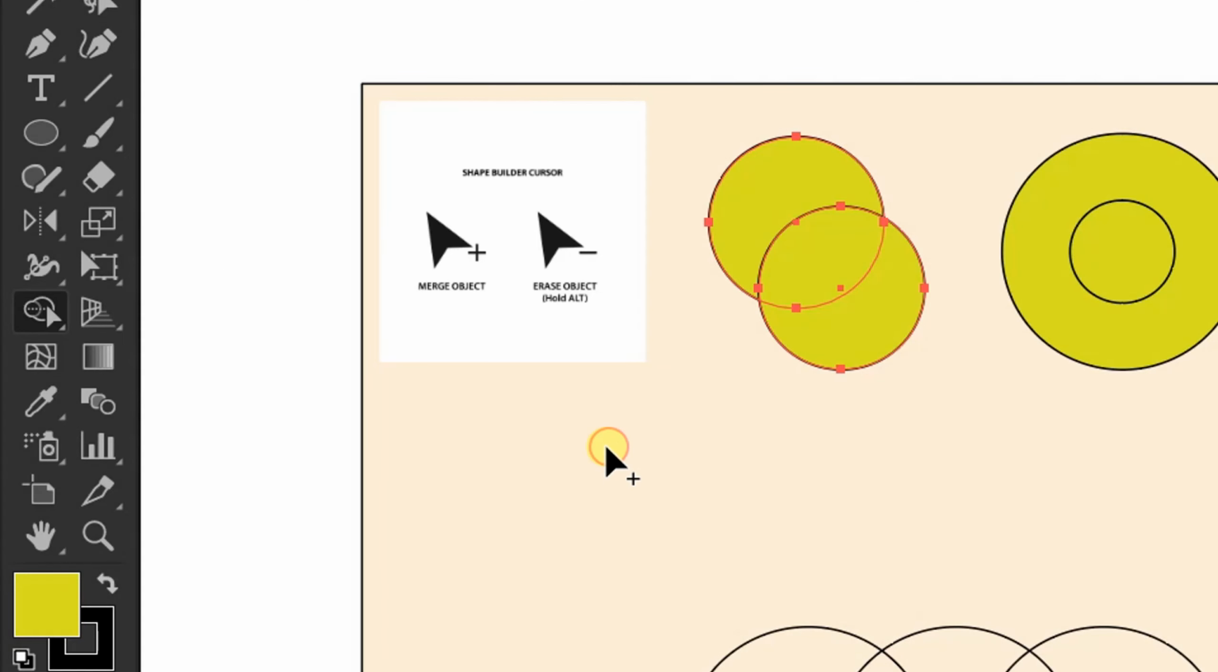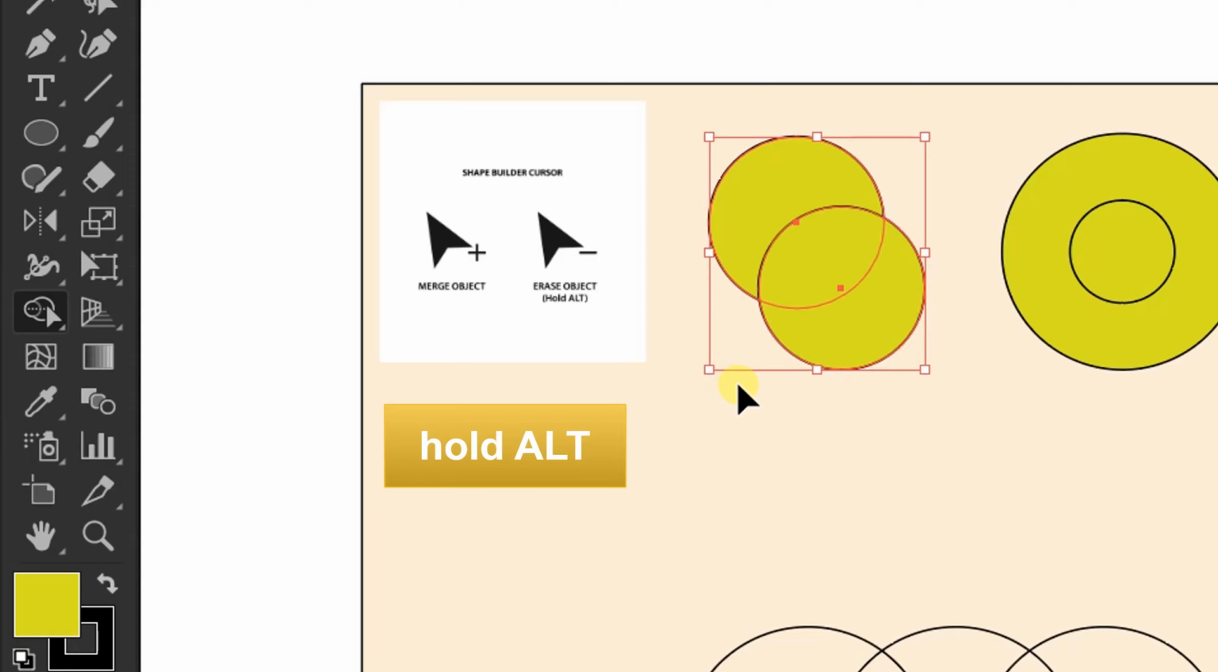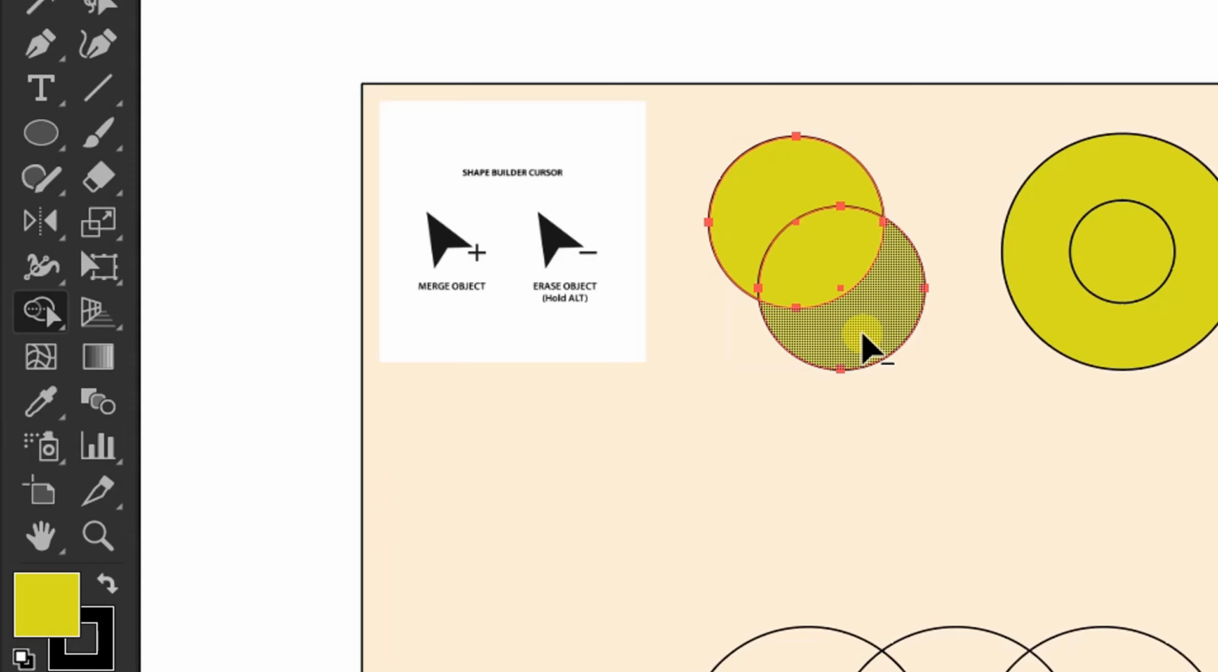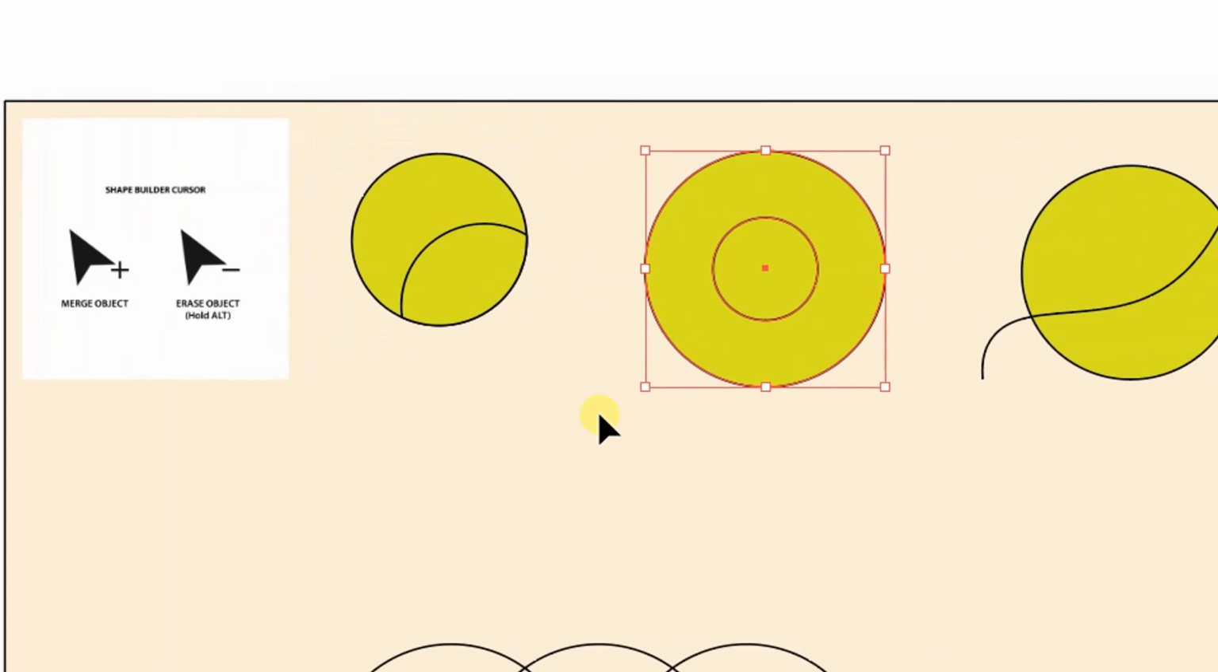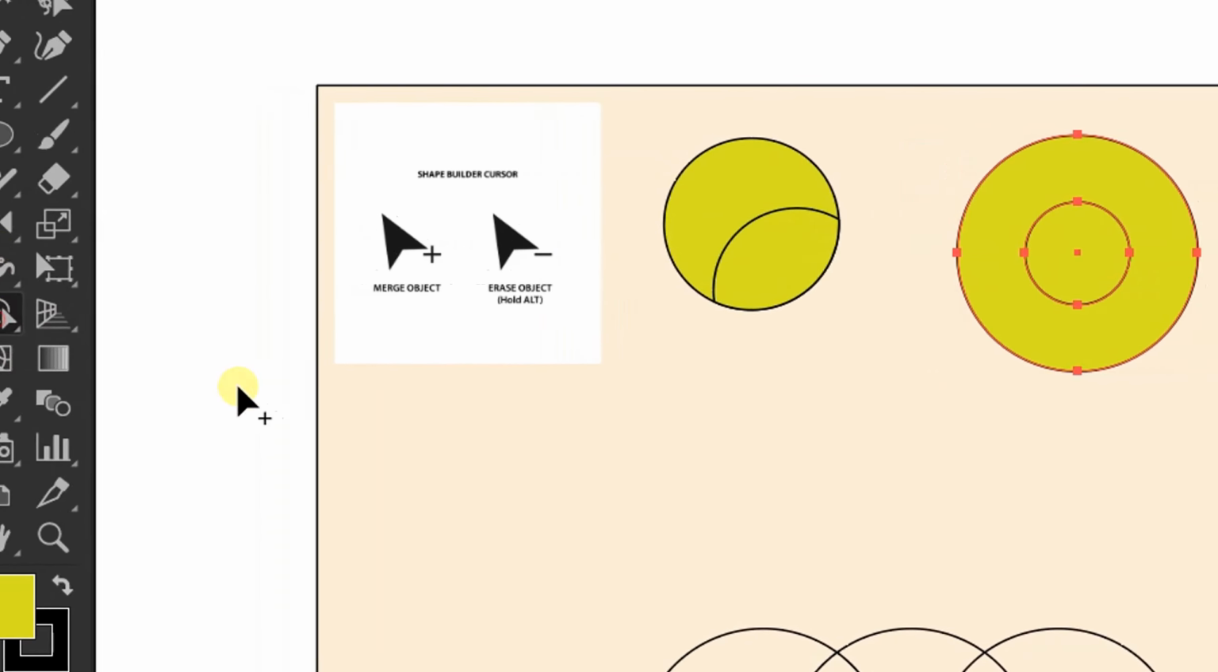OK. Here I have prepared several different objects. First, combine. Selection, Shape Builder, and click and drag. Or to delete, hold Alt and click. To punch a hole in the center of the object, hold Alt and click.